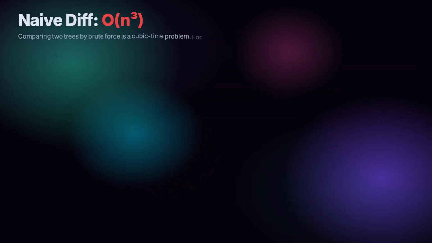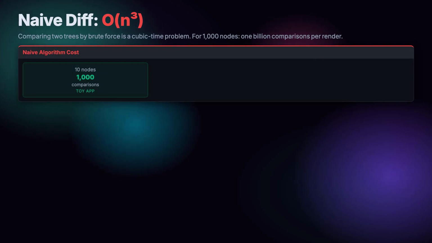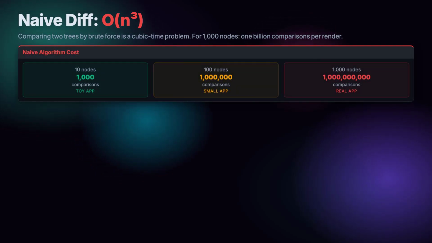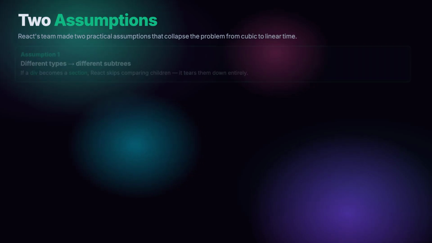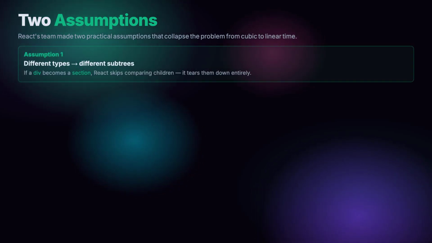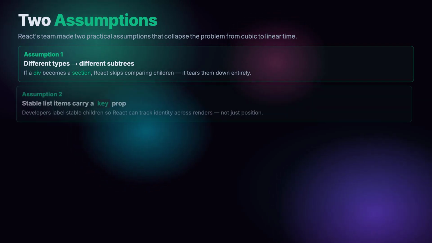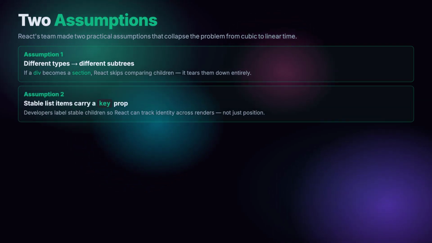Comparing two trees naively is a cubic time problem. For a tree with 1,000 nodes, that's 1 billion comparisons per render, completely unusable at scale. React's team solved it by making two assumptions. First, elements of different types always produce different subtrees. Second, developers can label stable list children with a unique key prop. Those two assumptions reduce the problem to linear time.